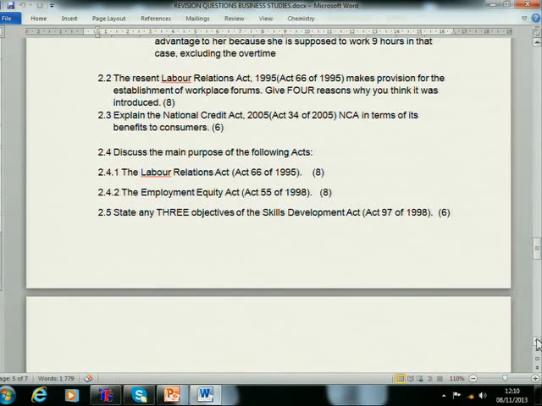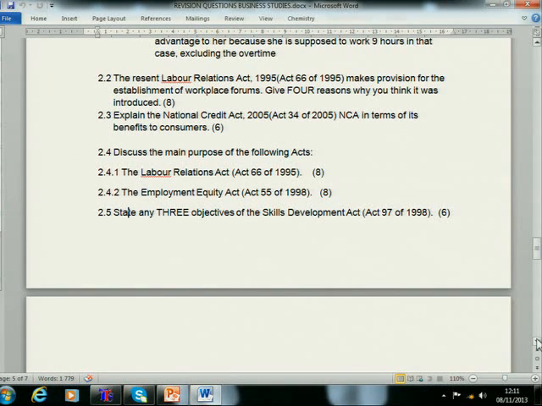These ones are just examples wherein it is indicated that the purpose is important. The recent Labor Relations Act of 1995, Act 66 of 1995, makes provision for establishment of workplace forums. Give 4 reasons why you think it was introduced. Why workplace forums are there. Like I indicated, there will be a full presentation on workplace forums under industrial relations, including the trade unions.